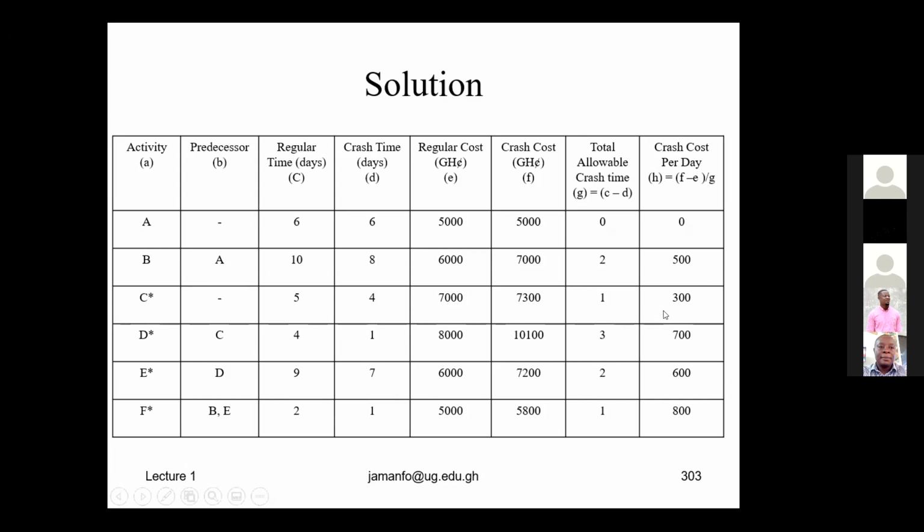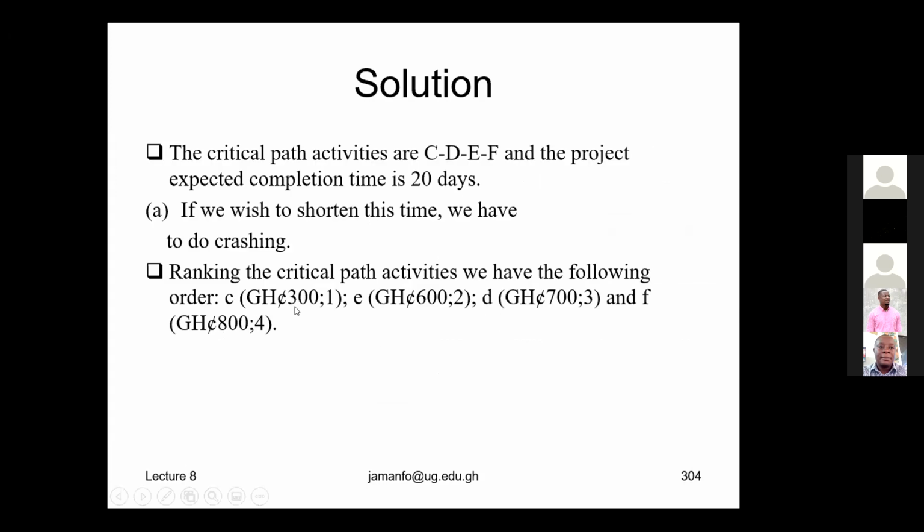With the rules, we start with the lowest crash cost. And that is why you have this here. So you do the ranking. If we do the ranking on the basis of the crash cost per day, the lowest is 300, and we can crash that by how many days? 1 day. Then the next lowest, I thought I saw 500 here.